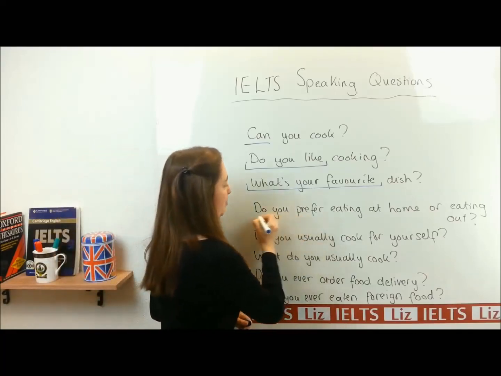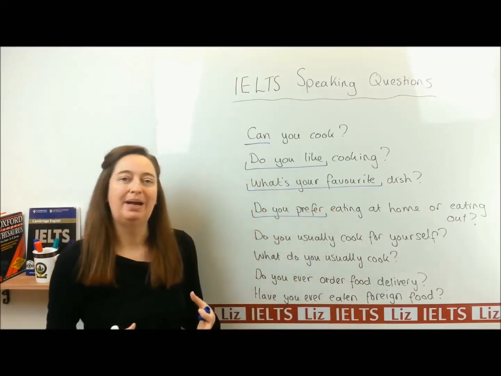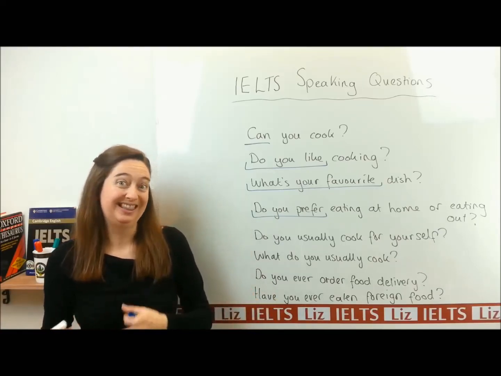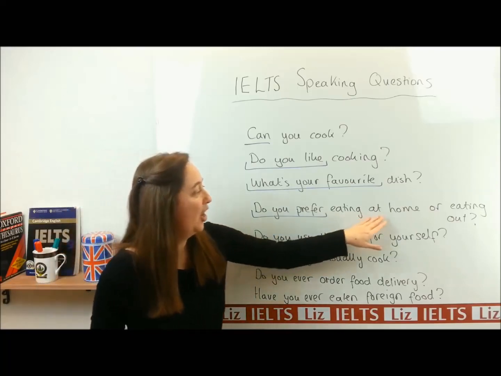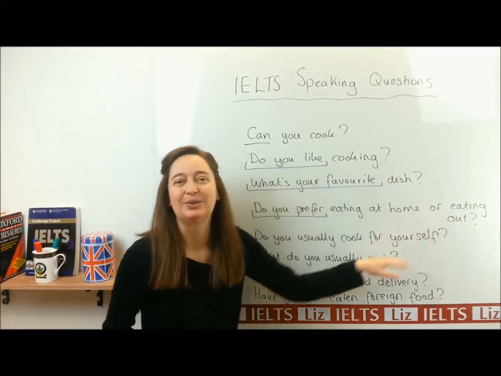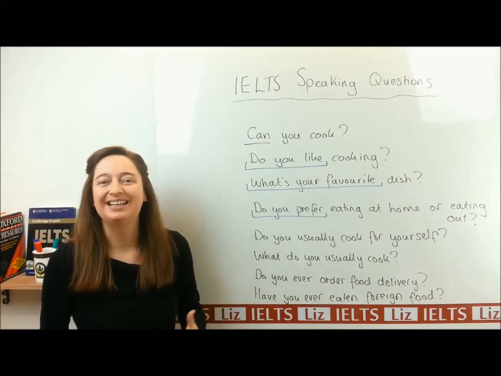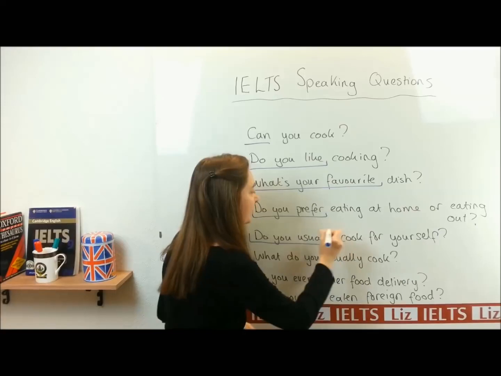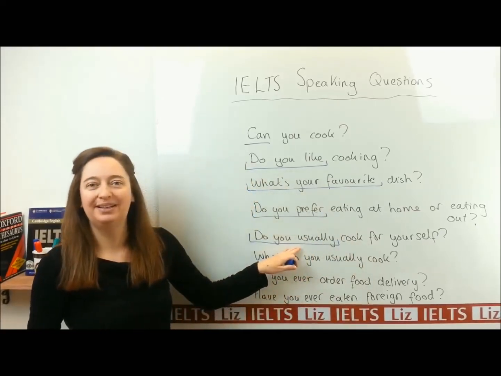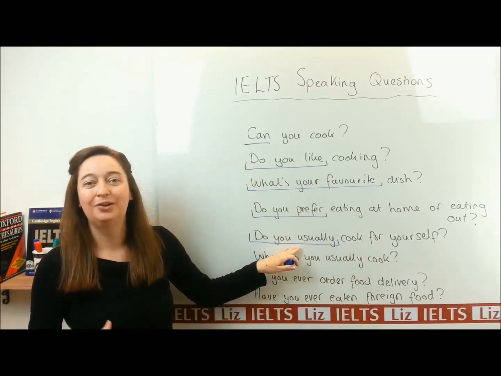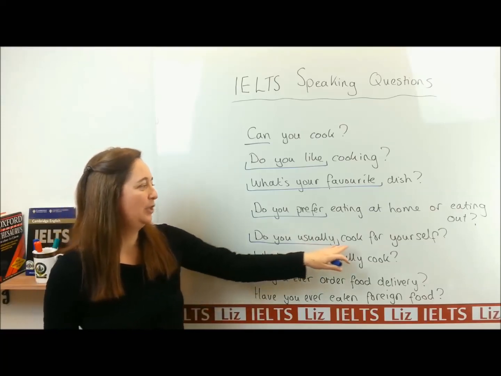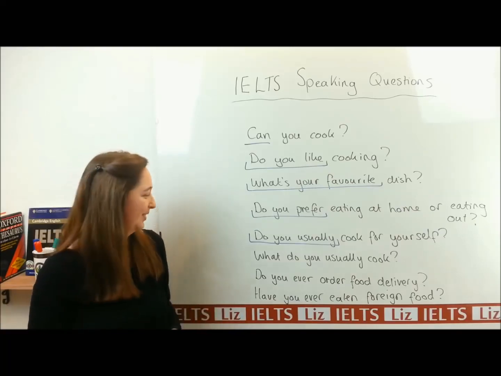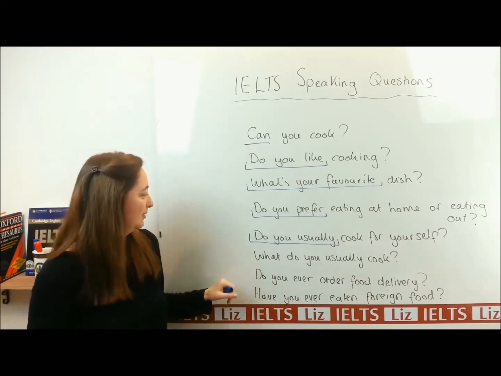Another one is preferring. This is all about preferences. Do you prefer this or do you prefer this? So do you prefer eating at home or do you prefer eating out? You need to choose one and explain your preference. We've also got do you usually. This is about your common habits, what you do frequently. So do you usually cook for yourself? And you need to answer yes or no, and again, add more information.